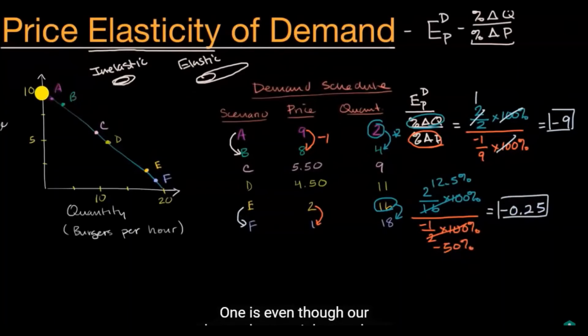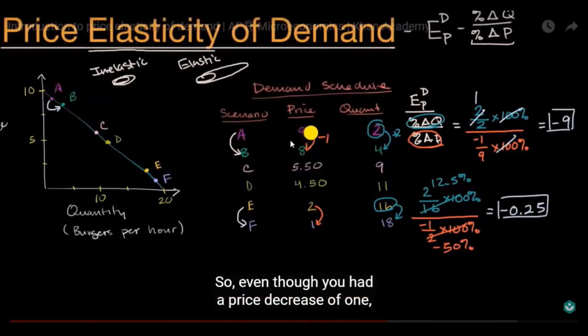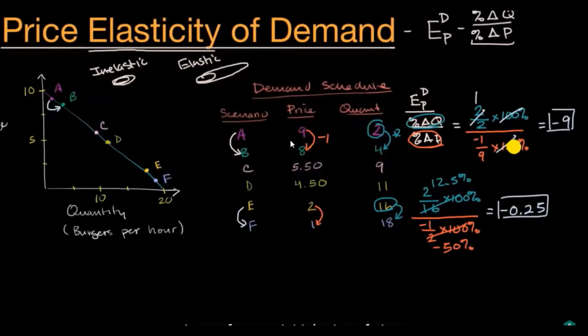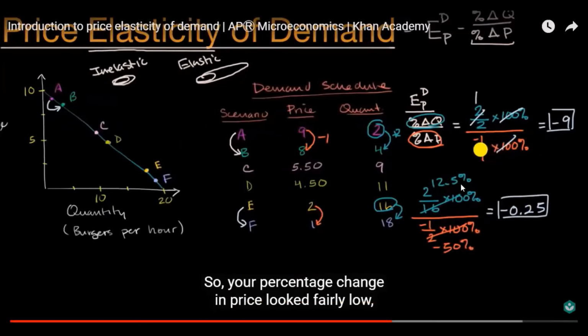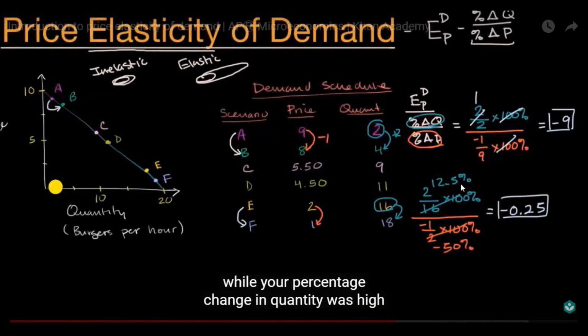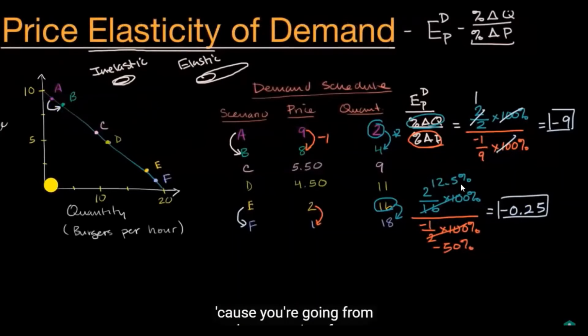So there's a couple of interesting things that you might already be realizing. One is, even though our demand curve right over here is a line, it actually has a constant slope. You see that the price elasticity of demand changes depending on different parts of the curve. Now, the reason why this is really just boils down to math. When we were going from A to B, our initial prices were relatively high. So even though you had a price decrease of 1, it was from an initial price of 9. So your percentage change in price looked fairly low, while your percentage change in quantity was high because you're going from a low quantity of 2 and you're adding 2 to it. So you had 100% change in quantity.